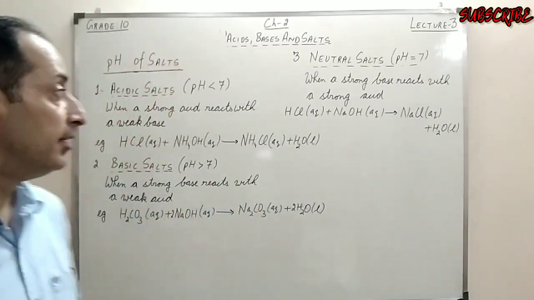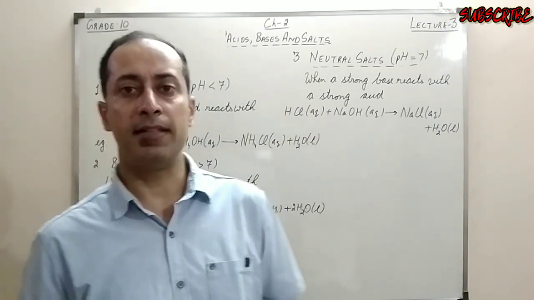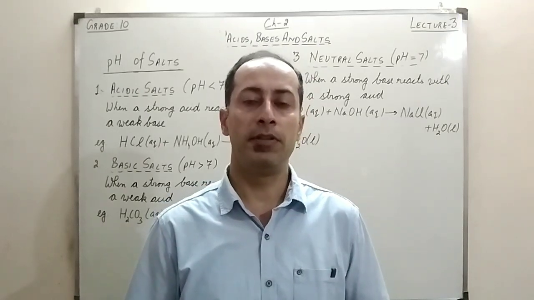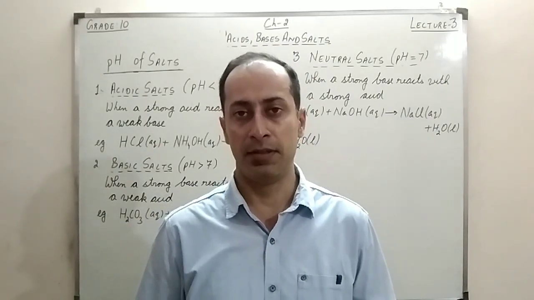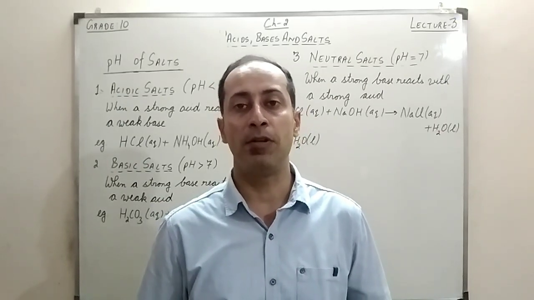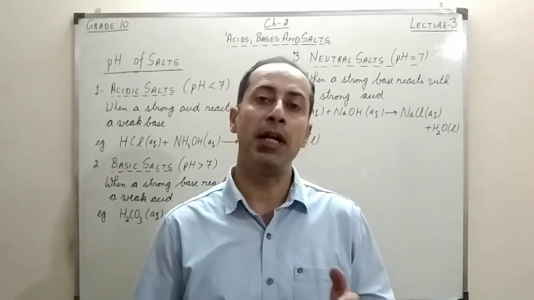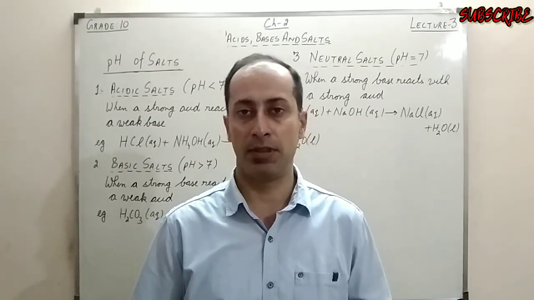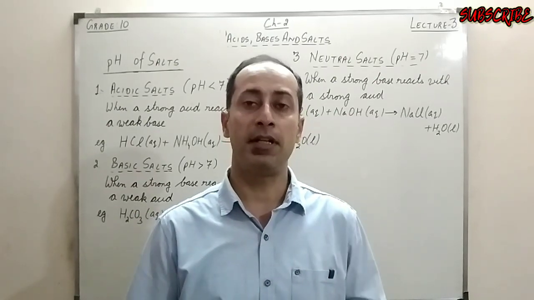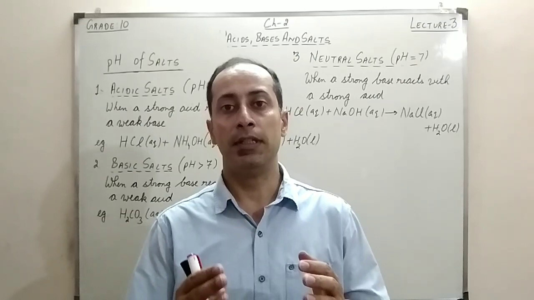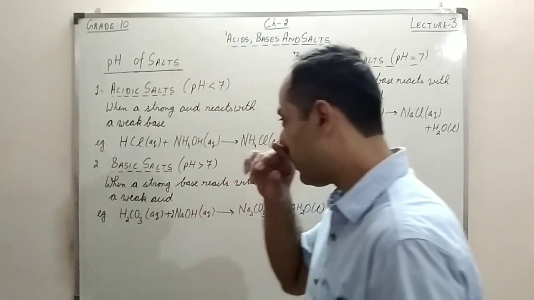Let's see the first case. What happens in that case? When a strong acid reacts with a weak base, the strong acid is able to give a large number of hydrogen ions, but the weak base is not able to give that many hydroxide ions, which can completely neutralize those hydrogen ions, right? So what happens in the salt? Since more hydrogen ions are left, the property of the salt becomes acidic, right?